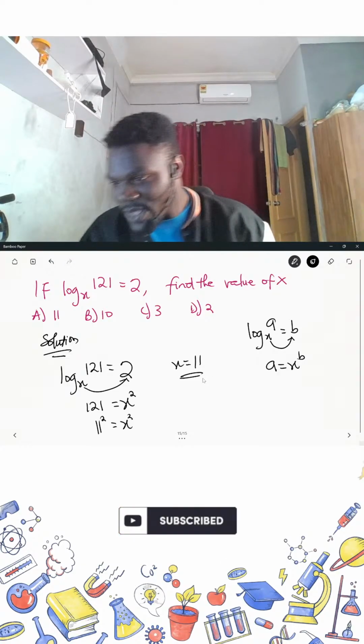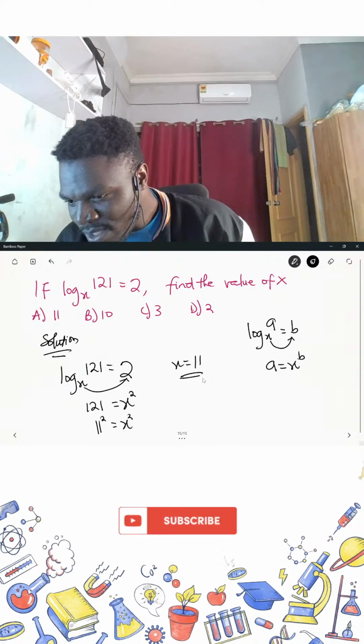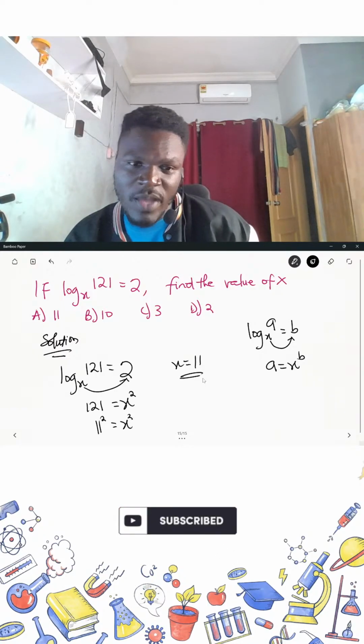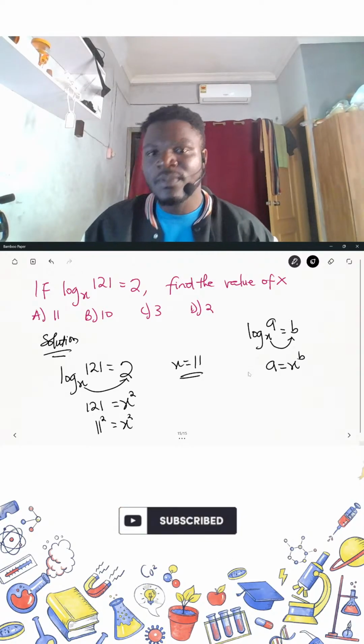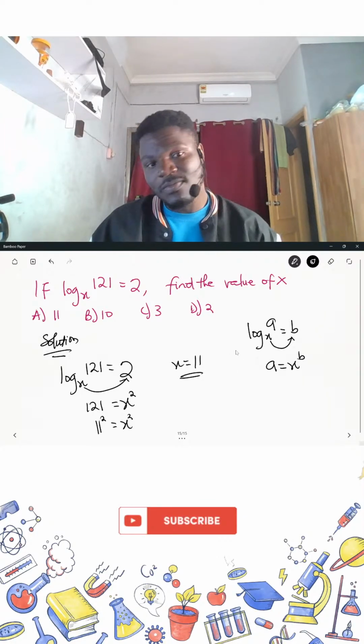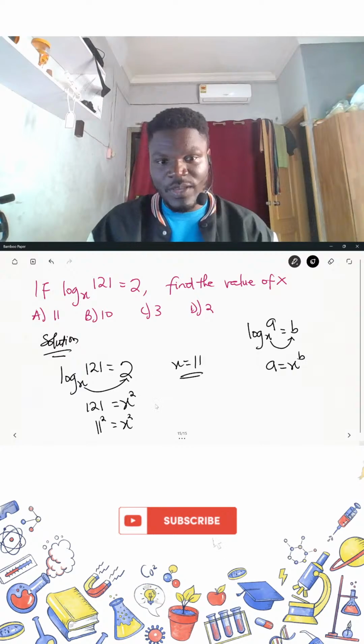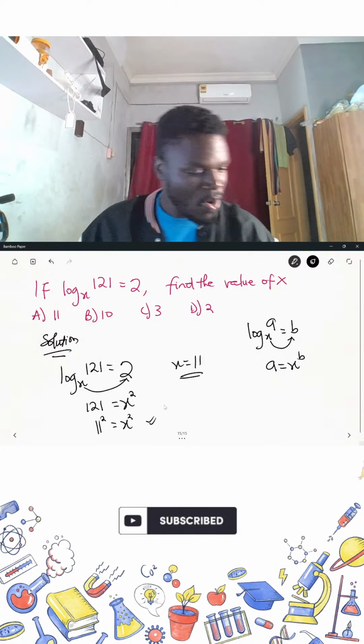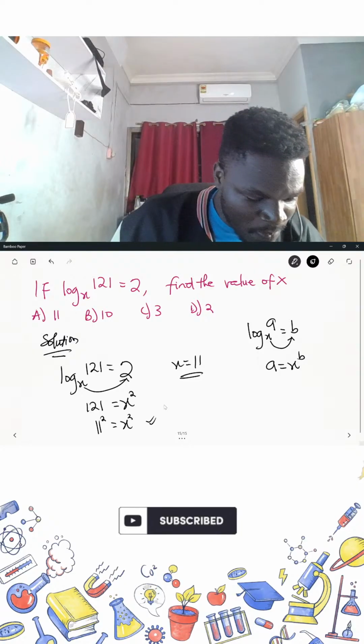Are we okay? So yes, Vishal is saying it's easy. It's 11 squared, which comes ahead of log. That will be equal to 2. From there, we get the value of x. Yes, I agree. So you can do it this way as well, and then you get your answer. Are we okay? All right.